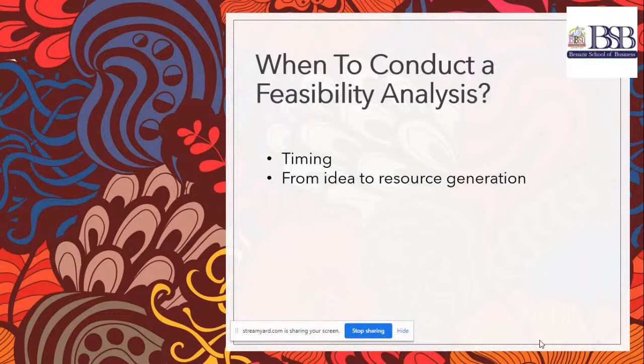Moving ahead, when should the feasibility analysis be conducted? The timing.